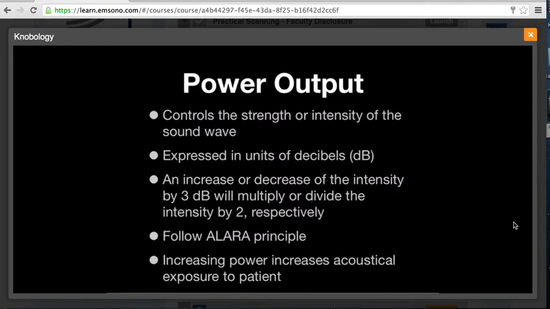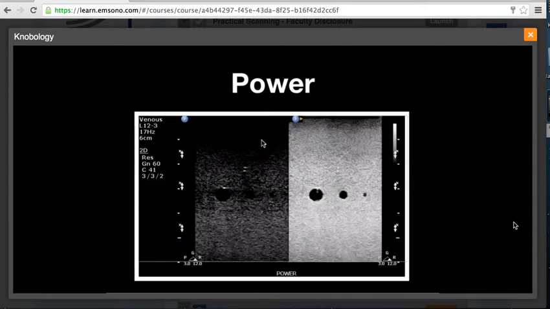So here you want to follow the ALARA principle and use only as much power as needed to obtain the desired image. Here's a split screen image showing an image on the left where the power is set very low, and here's the image where the power is set correctly. This was done on a phantom, and you can see here are 3 small anechoic structures, each one becoming progressively smaller. You can see all 3 of them here clearly in the surrounding soft tissue.